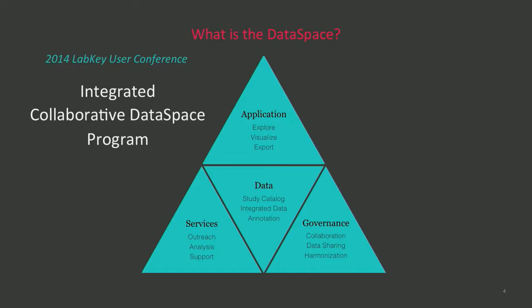And it's really designed to be an integrated program with 4 primary components. And the first component is, of course, the data from these HIV vaccine trials. Not only integrated data across all the subjects for all the studies, but also metadata about those studies and the products that are being tested in them. We talked about another component for services, that's outreach, analysis support, and general support, and then governance.